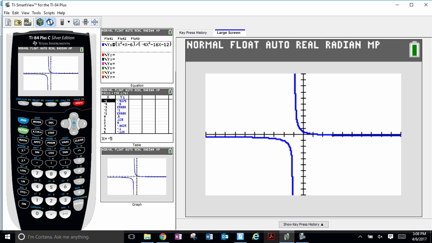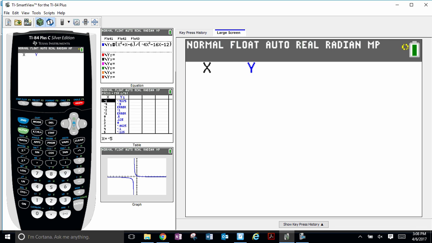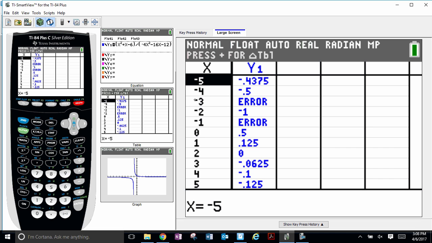Now, if you look at your table, it does say at negative 3 you have an error, but it doesn't tell you that that's a hole. And then this error at negative 1 is your vertical asymptote. So you can kind of look and check, and notice that y equals negative 1/4 isn't on here as a horizontal asymptote. So you would have to know that.